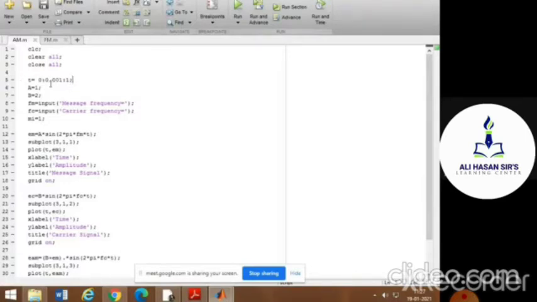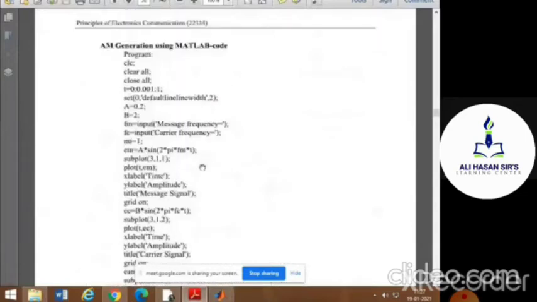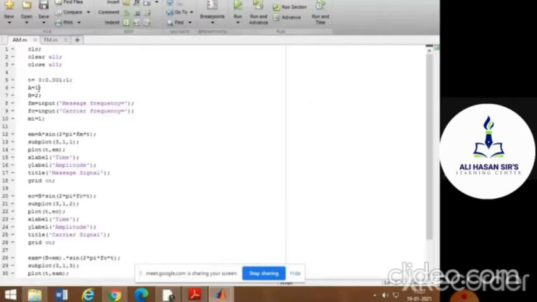Then I have initialized two values and declared a equal to 1 and b equal to 2. Here a is the modulating signal voltage and b is the carrier voltage, through which we can find the modulation index. I have written this program using the lab manual. So I have taken a equal to 1 and b equal to 2.